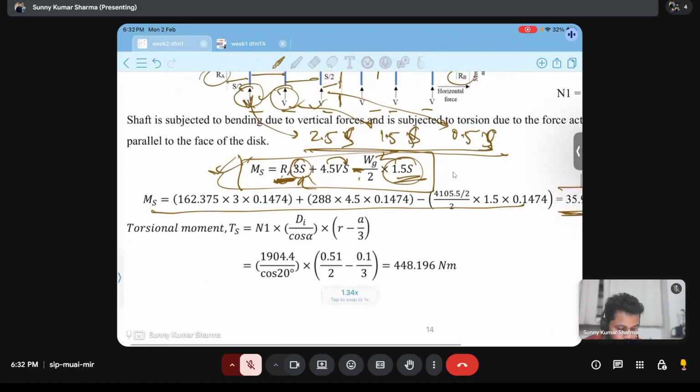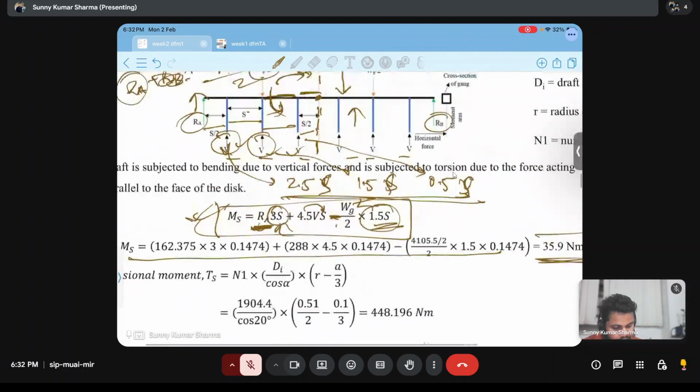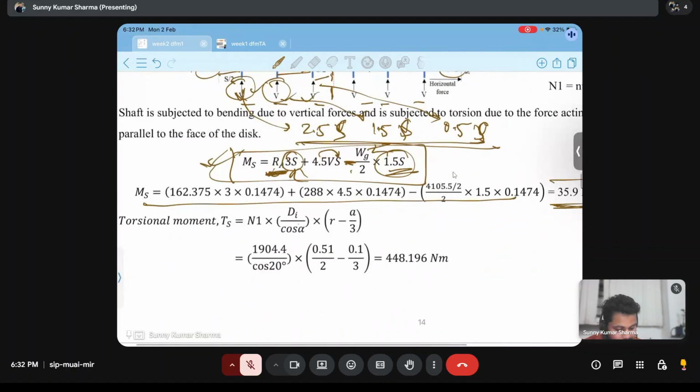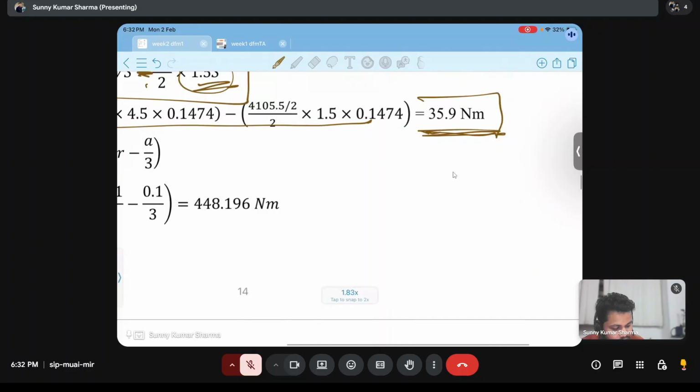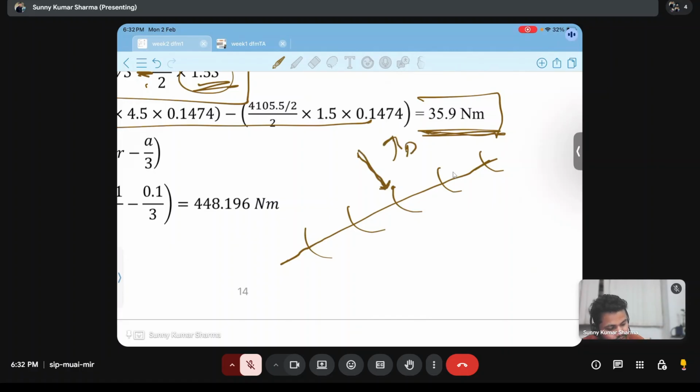The draft force will try to twist this shaft. But we need to divide it by cos alpha. Why draft force? Suppose this is our disk harrow, one gang. This twisting force is the draft force, and this will be the moment force. This is our gang angle, beta or alpha, anything. So this angle will be equal to this angle.